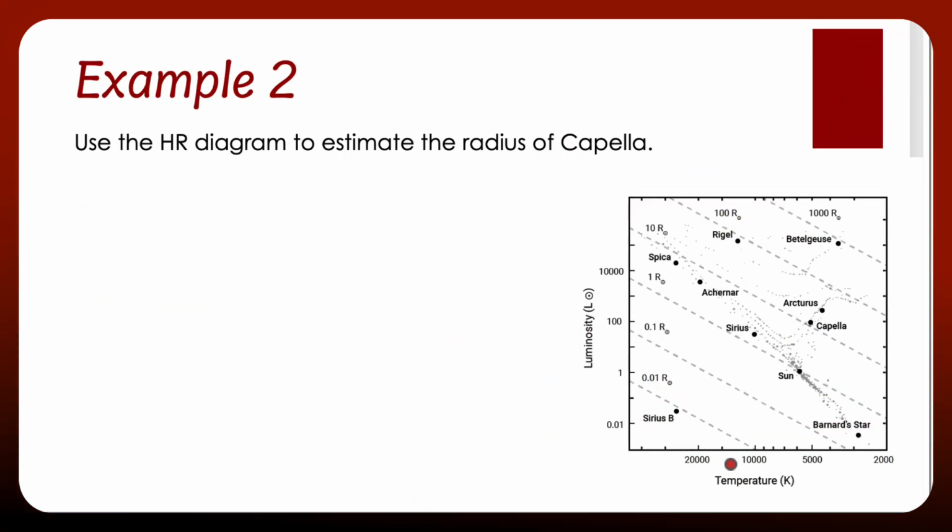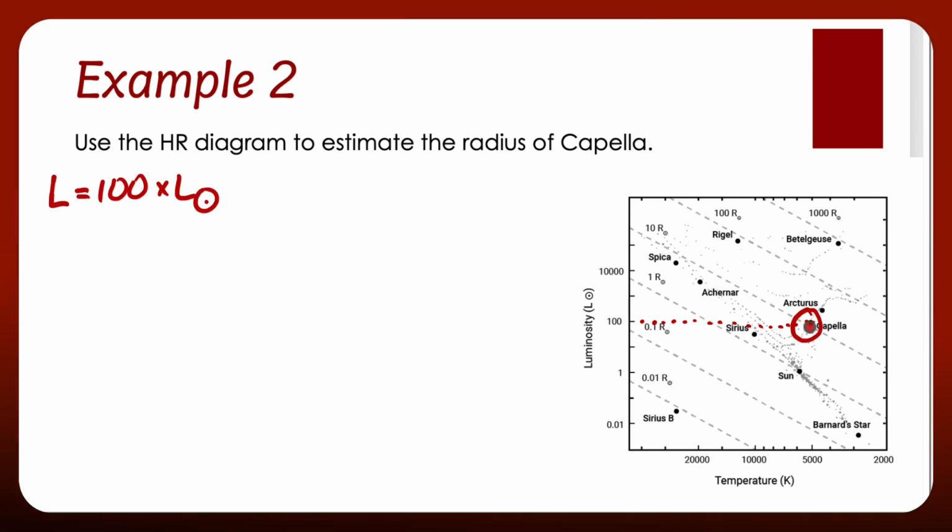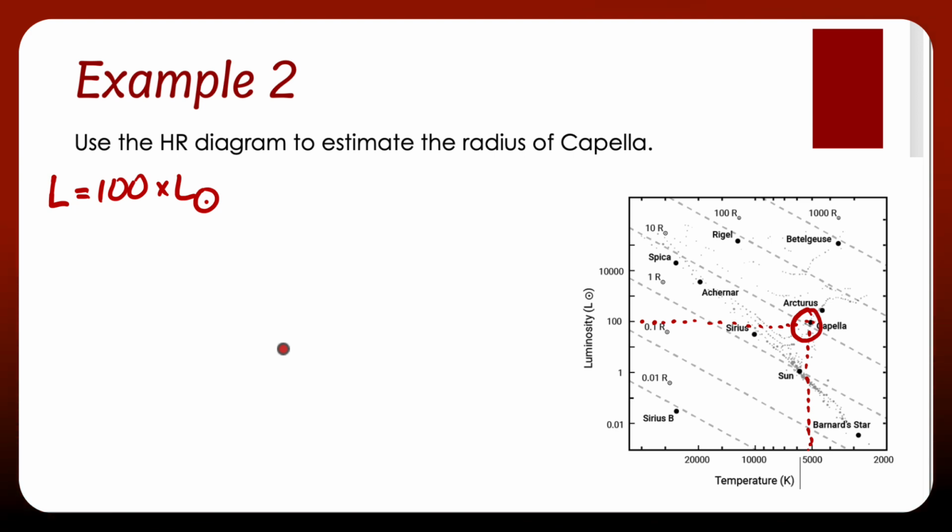So we need to now estimate our radius of Capella. Here it is right here. I'm just going to circle it so it stands out. Now, it's chosen so I can easily read the numbers because I don't have a lot of guidelines on here. And it looks like my luminosity is going to be 100 times the luminosity of the sun. And if I read my temperature, again, without the guidelines, there's only so much we can do. I'm going to say it's 5,000 Kelvin.